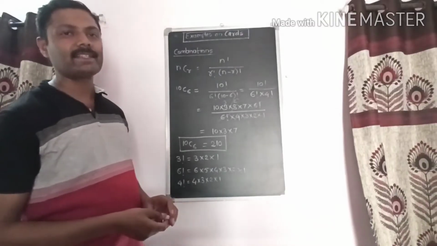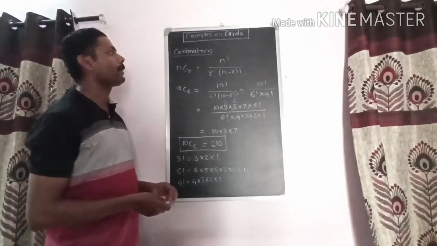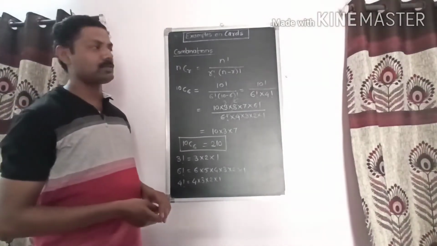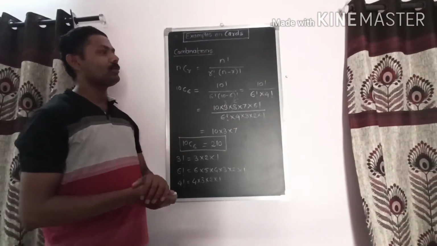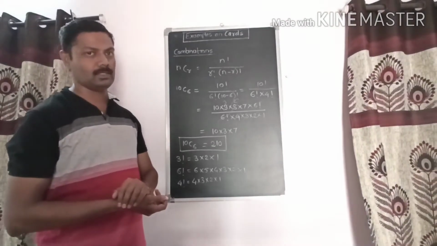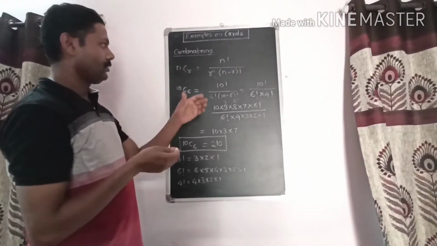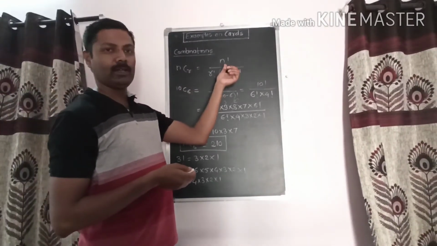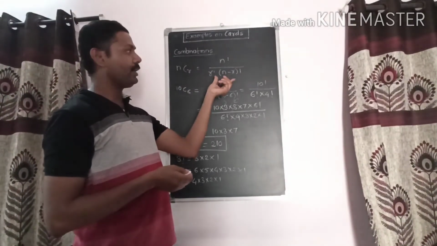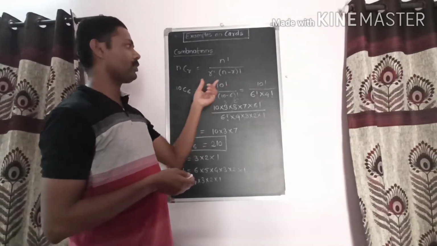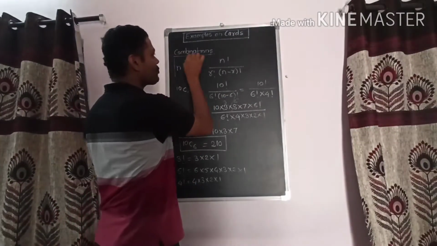Let us study the examples on playing cards. Before starting the examples, we should know what is meant by combinations. For combinations, we have the formula nCr. nCr is equal to n factorial divided by r factorial into n minus r factorial. You have to remember this formula.